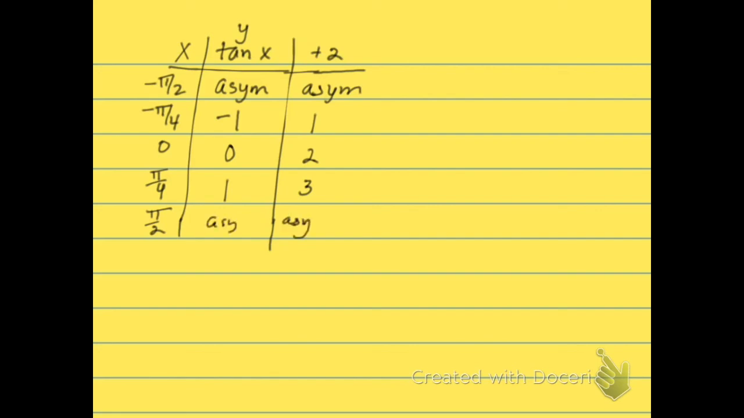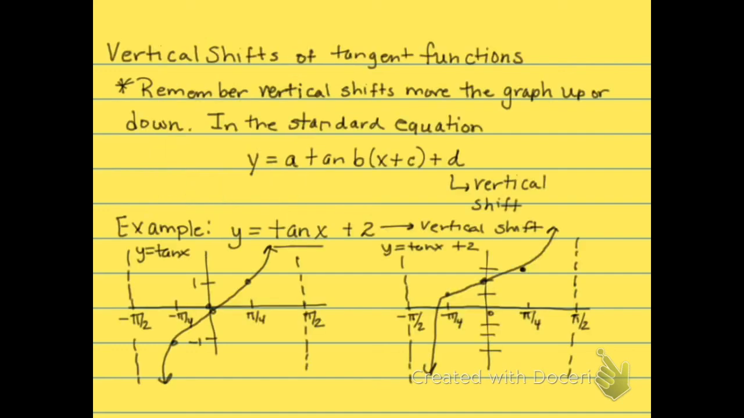So the points that I need to plot would be negative pi over 4, 1; 0, 2; and pi over 4, 3. And you see that we have those points on our graph over here. So that's it. You have 5 practice problems to do for vertical shifts.